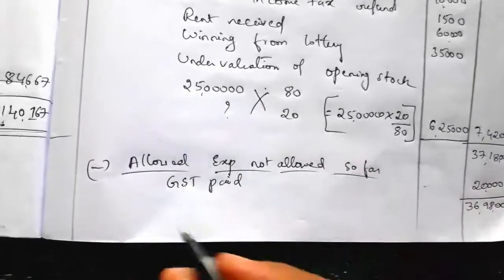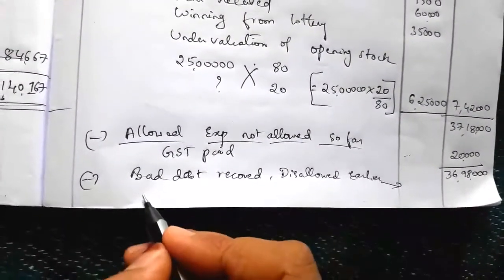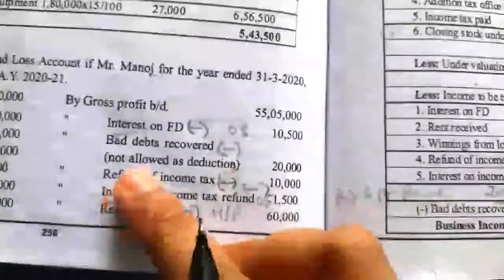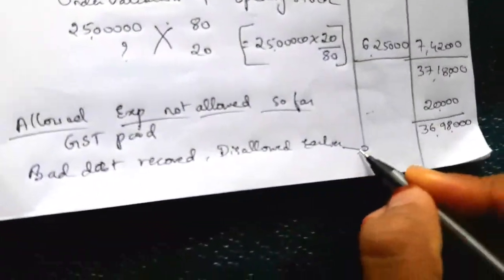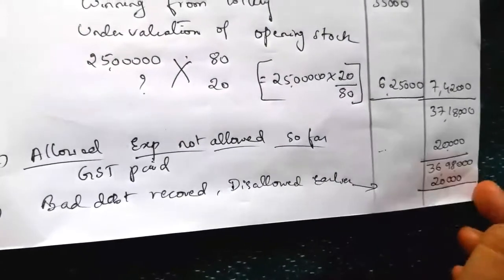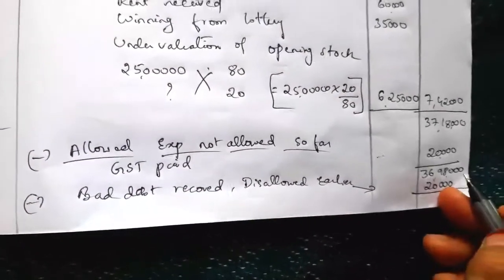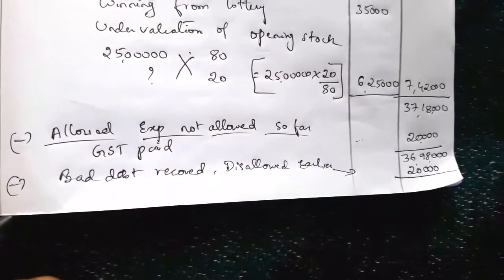Next, one more item we have to deduct: bad debt recovered, disallowed earlier, that is not allowed earlier as a deduction. That is rupees 20,000. So if you deduct 36,98,000 minus bad debt recovered disallowed earlier 20,000, it is equal to 36,78,000.